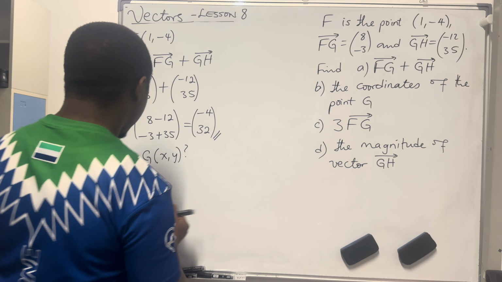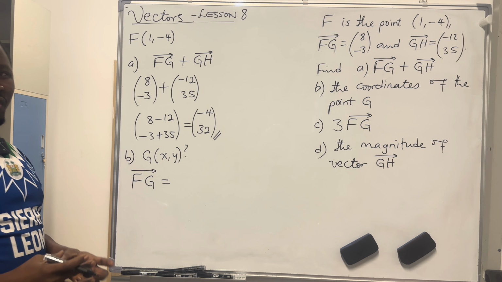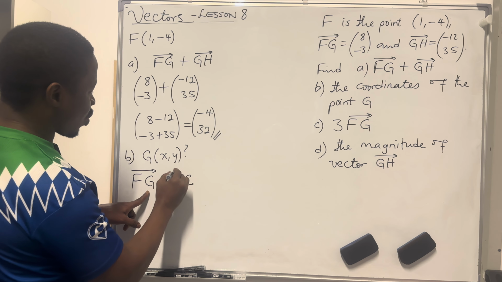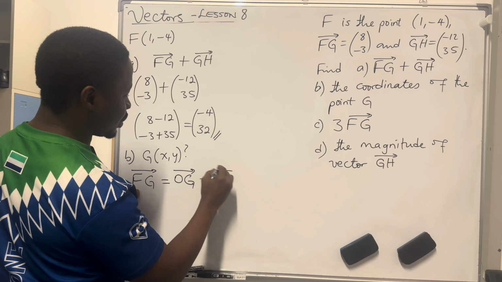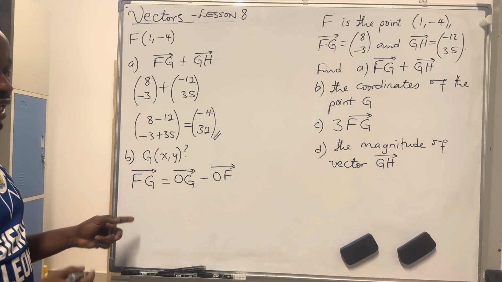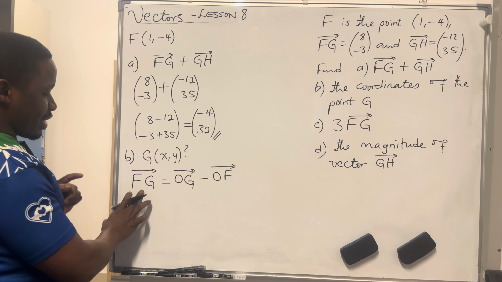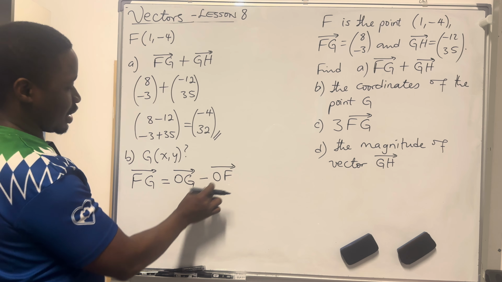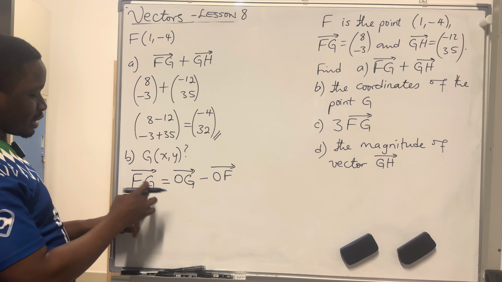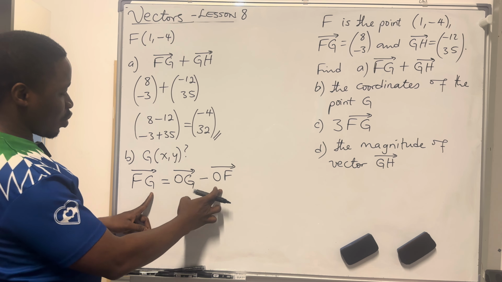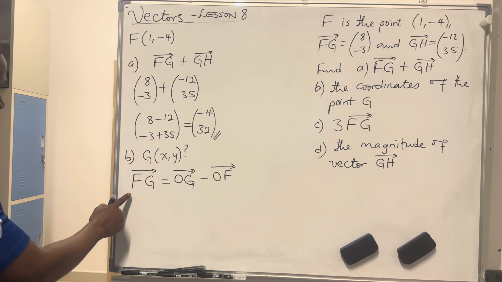So we say FG is equal to, in terms of coordinates, OG, the second letter, which is G, minus OF, the first letter, which is F. For vector FG there is another formula, but because we want to find the coordinate of G, we are given FG, and we have F. This one is a point, this one is a point. So this is the formula we use: O the second letter all the time, minus O the first letter. Don't forget the arrows, because that tells what? They are vectors.